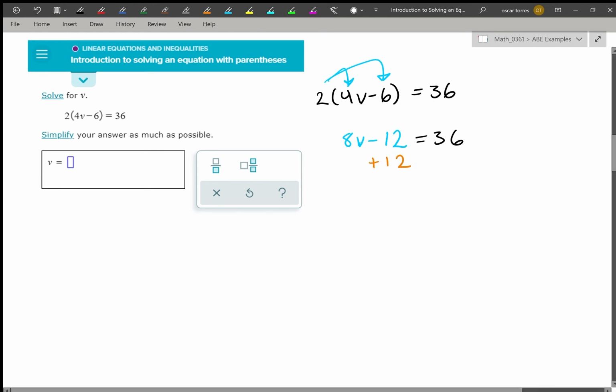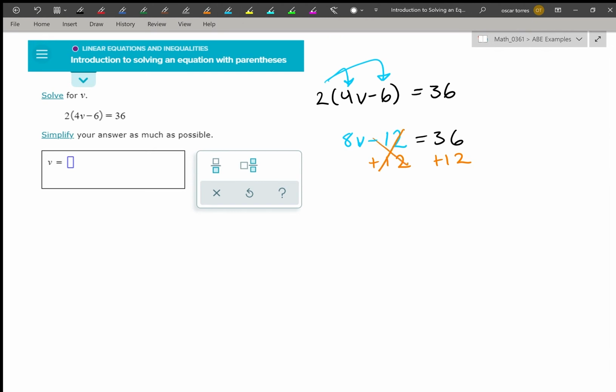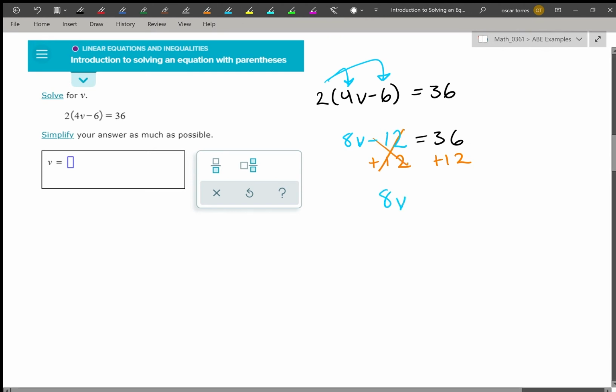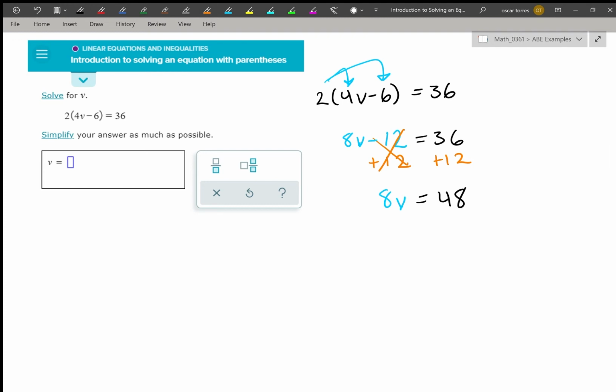Because we add 12 to the left side, we're going to add 12 to the right side as well. On the left side, negative 12 plus 12, they do cancel out. That leaves me with 8v. We still have an equal sign, and we need to add these numbers together. 36 plus 12 ends up giving me 48. So we have 8v equals 48.